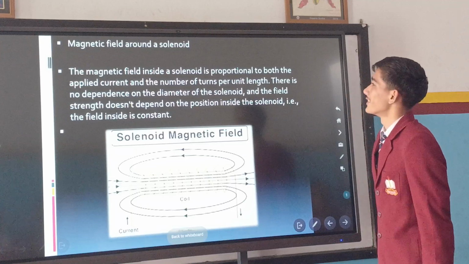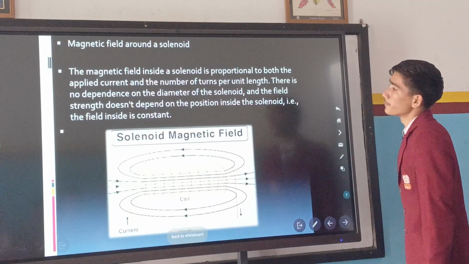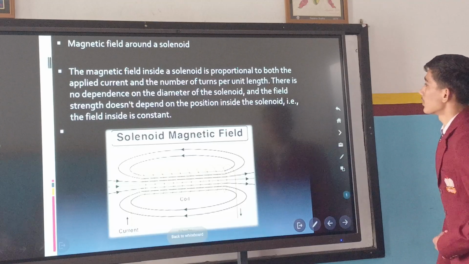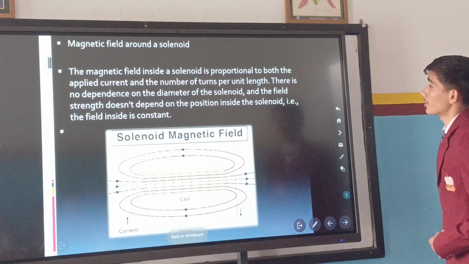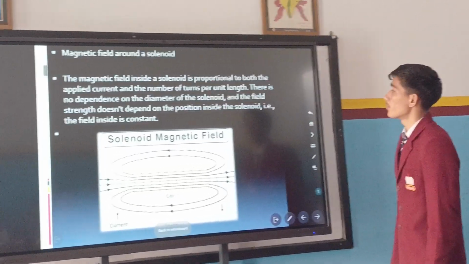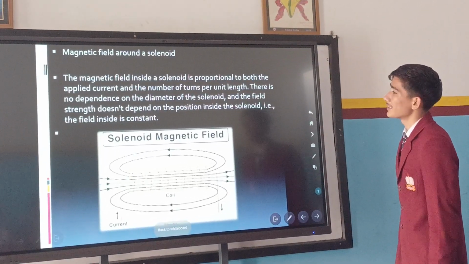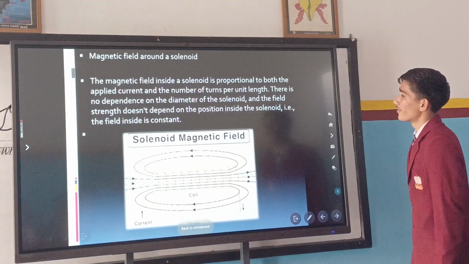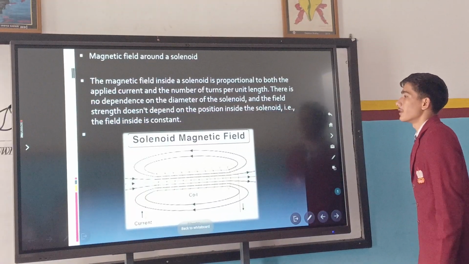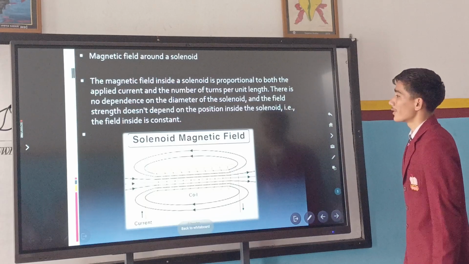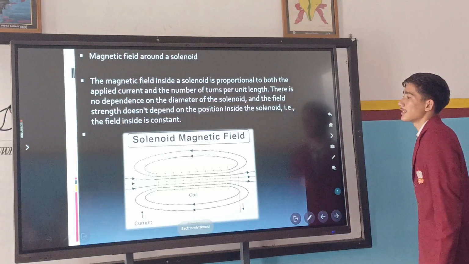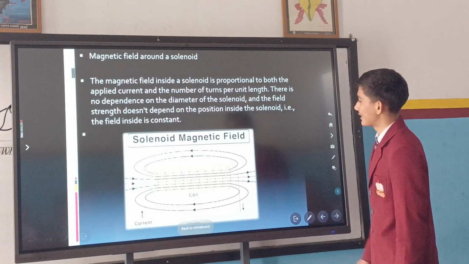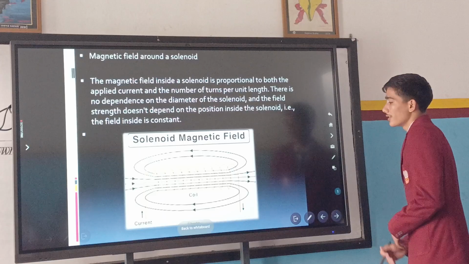Magnetic field around a solenoid. The magnetic field inside a solenoid is proportional to both the applied current and the number of turns per unit length. There is no dependence on the diameter of the solenoid, and the field strength doesn't depend on the position inside the solenoid. Example: the field inside is constant. As you see in the figure, it shows the solenoid magnetic field.